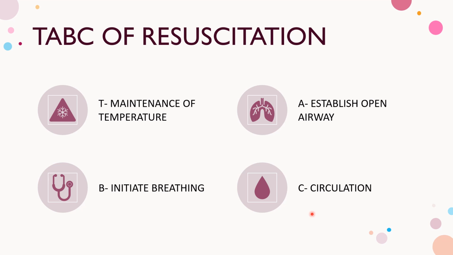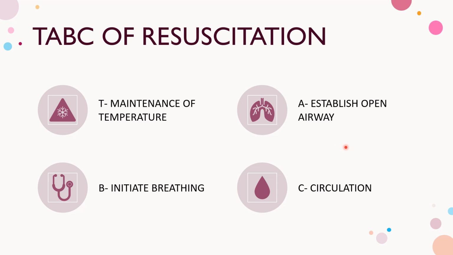So let's see how we are going to maintain the temperature. As soon as the baby is born, dry the baby quickly, remove wet linen, and place the baby under a radiant warmer. We need to maintain the temperature because the womb temperature of the mother is different from the room temperature.